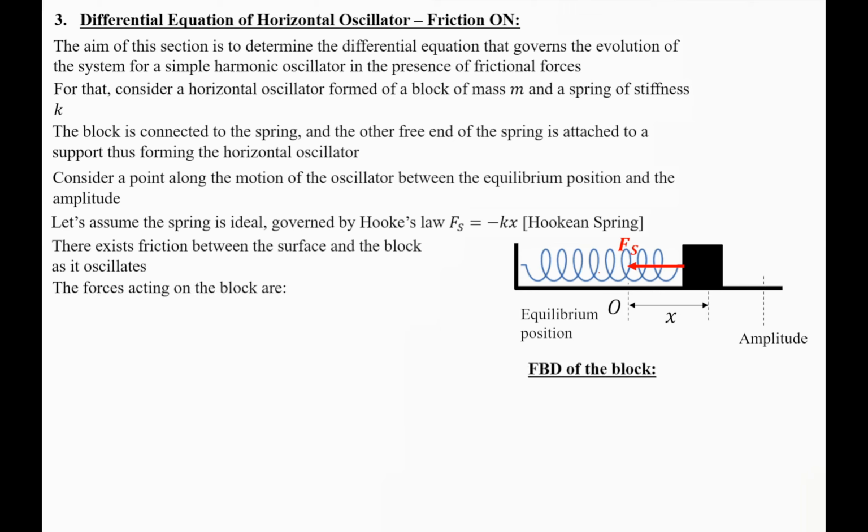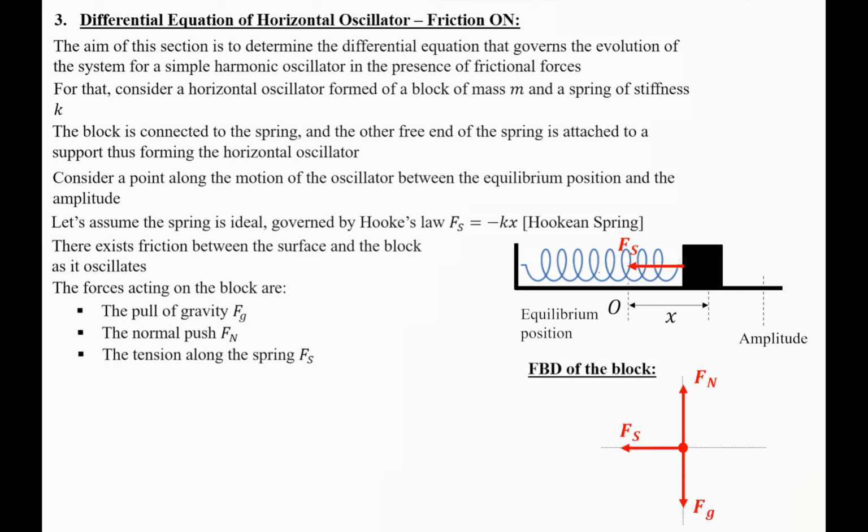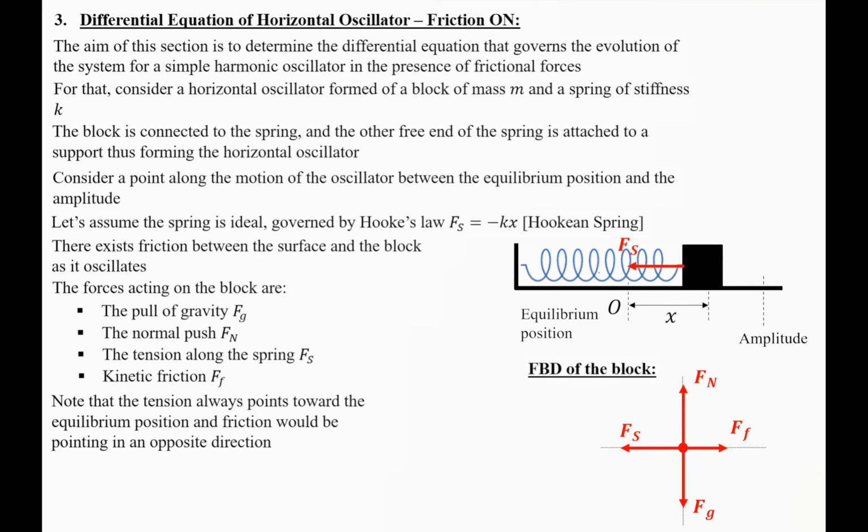The forces acting on the block would be the pull of gravity down, the normal push up, the tension along the spring, and the friction. And basically here we're talking about kinetic friction because there is a relative motion between the two surfaces. Note that the tension always points toward the equilibrium position, and friction would be pointing in an opposite direction, and here let me say, in an opposite direction to that of the motion. And I will explain more why.